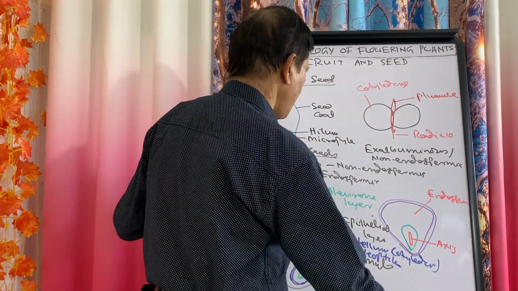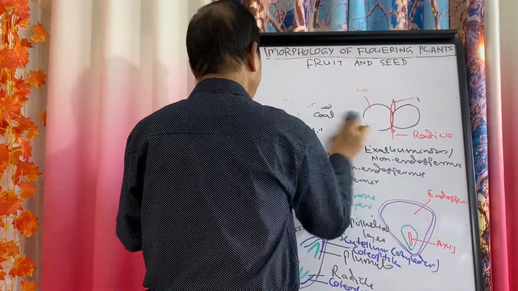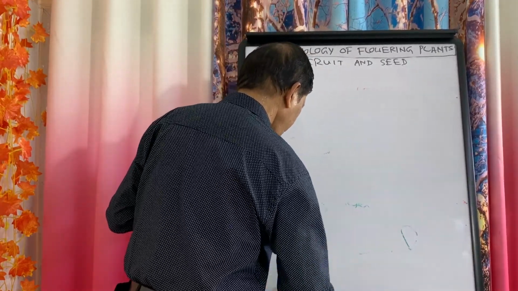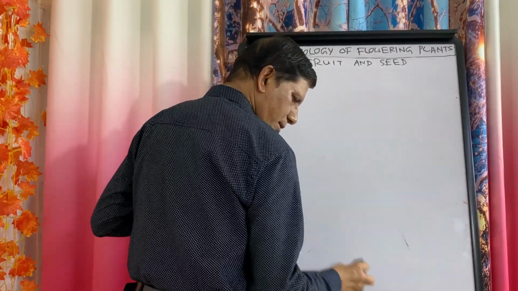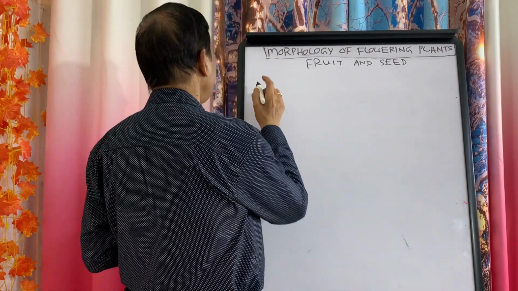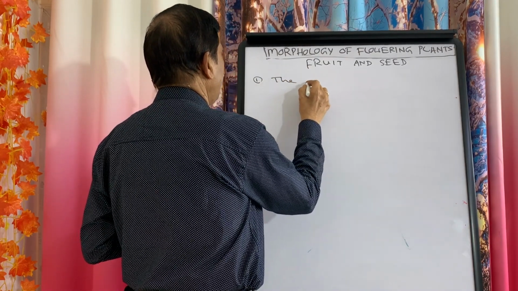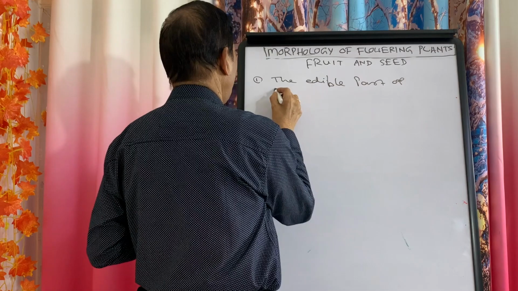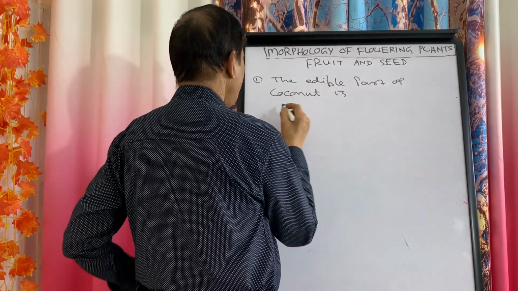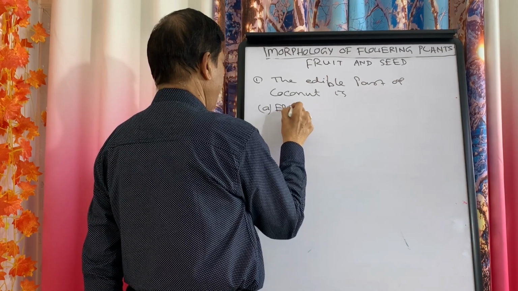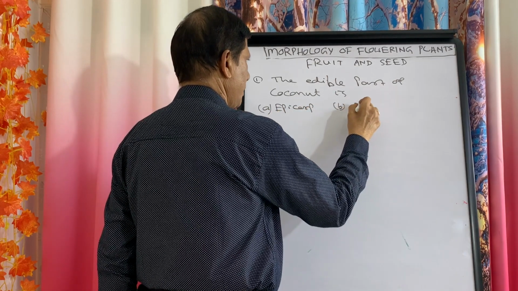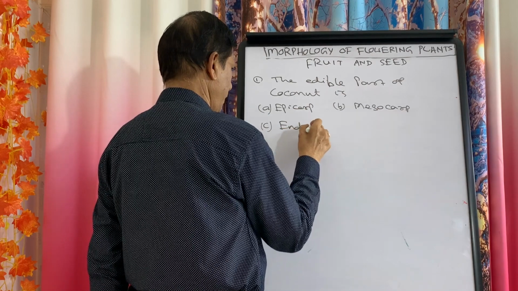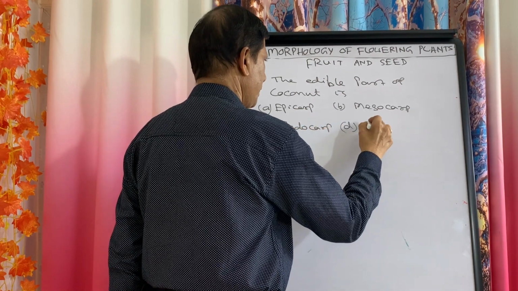Now let us discuss questions. One of the questions we can write: the edible part of coconut is A choice epicarp, B choice mesocarp, C choice endocarp, and D choice endosperm.